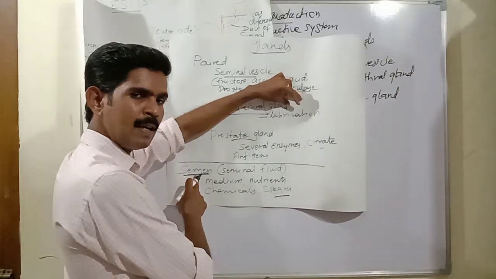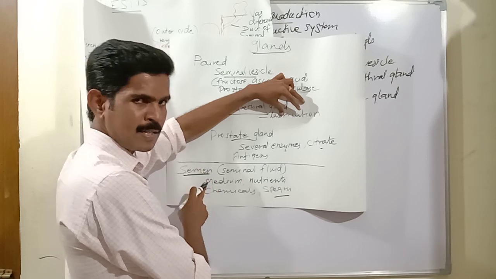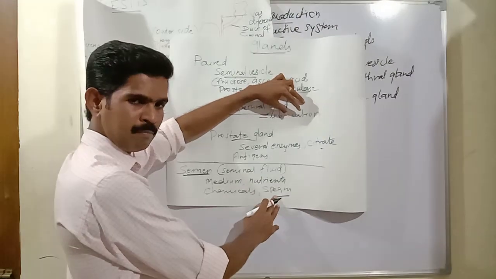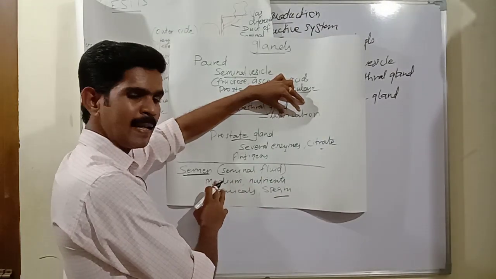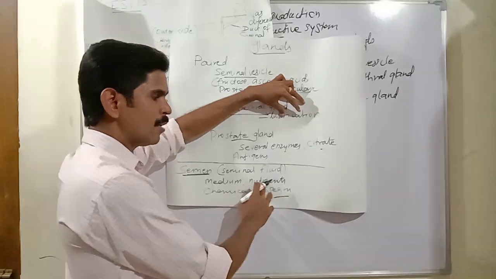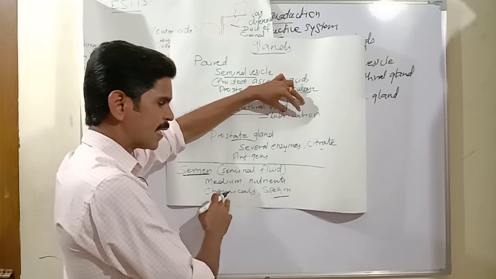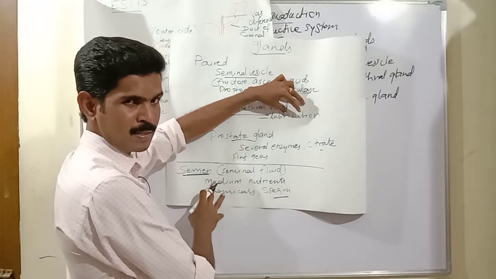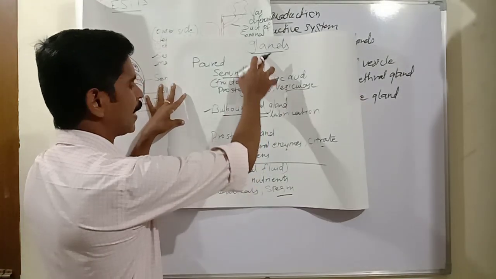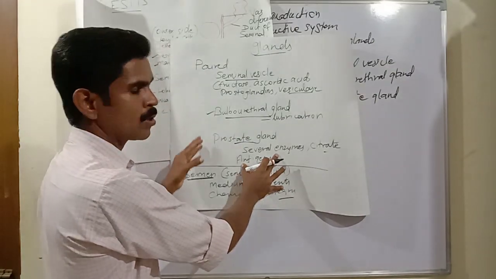So semen, or seminal fluid, is a fluid secreted by the male reproductive system. It consists of some substances. The main substance is sperm. The semen acts as a medium for the transport of sperm. Then it gives nutrients to the sperm. It also consists of some chemicals, and these chemicals protect the sperm from infections. Understand? So now we completed all the accessory glands and their functions. I hope you all understood all these points.